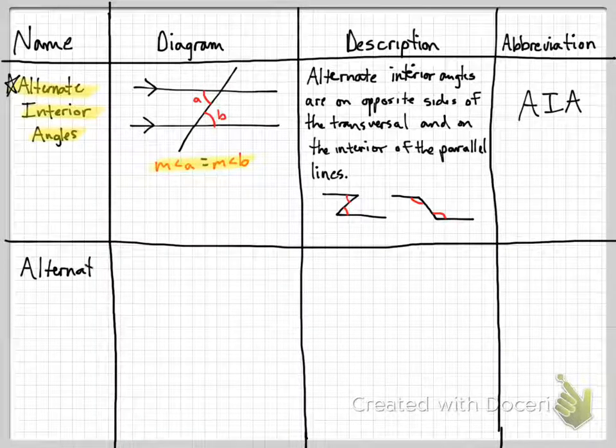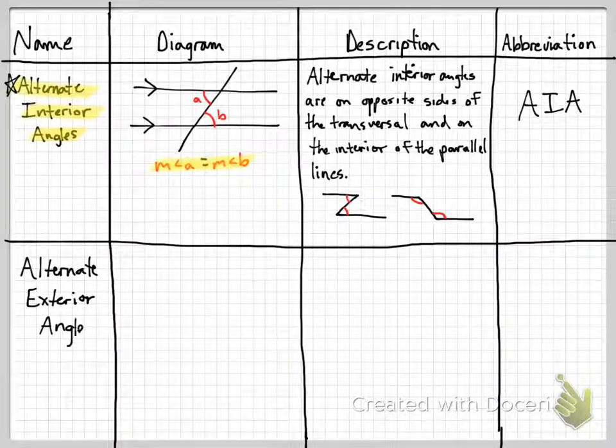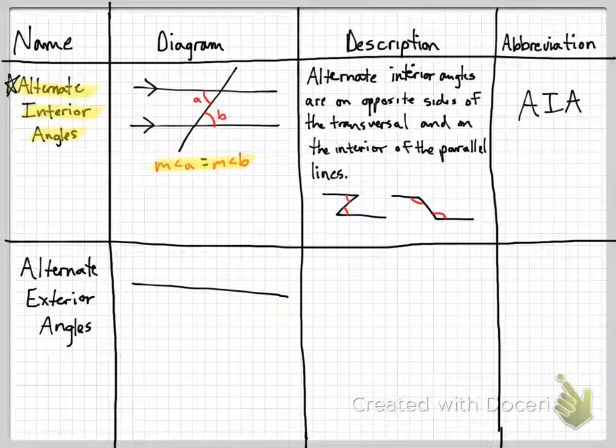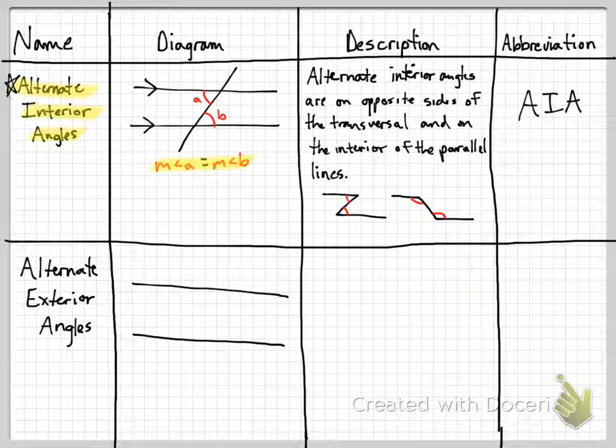These are alternate exterior angles. These don't show up nearly as often as alternate interior, but they will show up. In the past, I used to not even give this one as a rule, and we would just talk about the alternate interior, same side interior, and corresponding, but it's worth having these as a separate rule, just because they will show up from time to time.